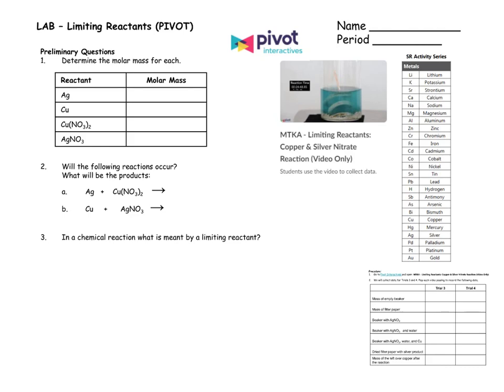Hello everyone. In this video, I want to walk you through the preliminary questions for the lab called Limiting Reactants using Pivot Interactives. Looking at number 1, it says determine the molar mass of each, and then we have a chart. This, of course, will require the periodic table.